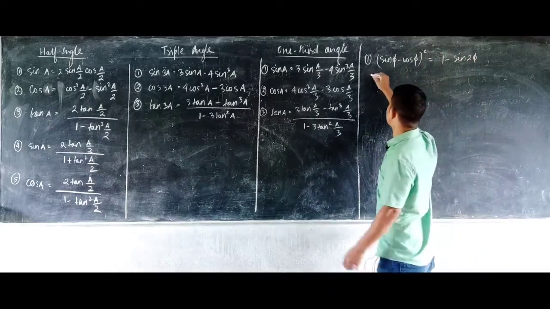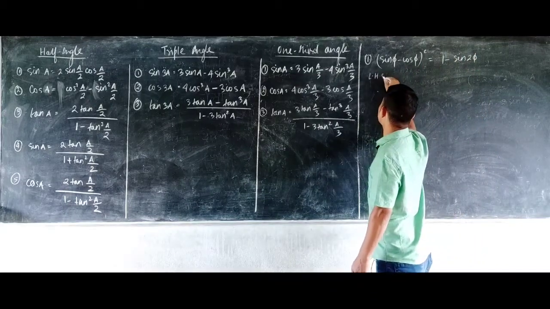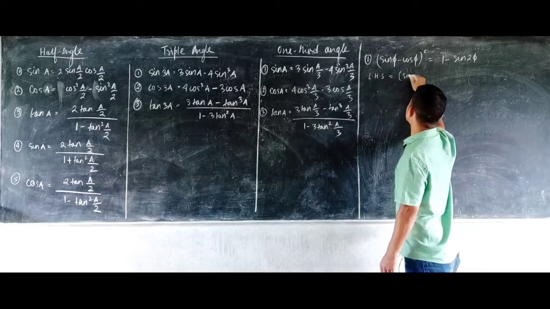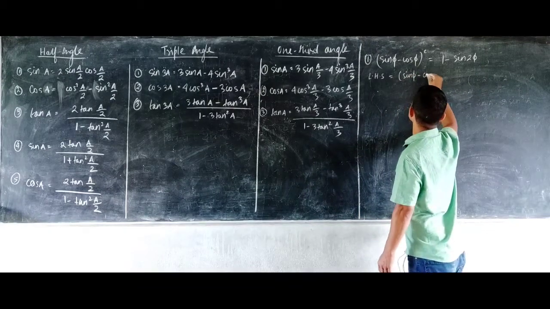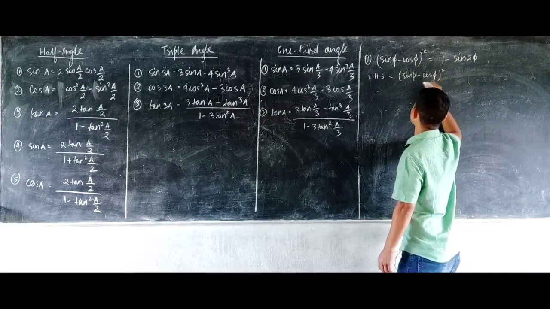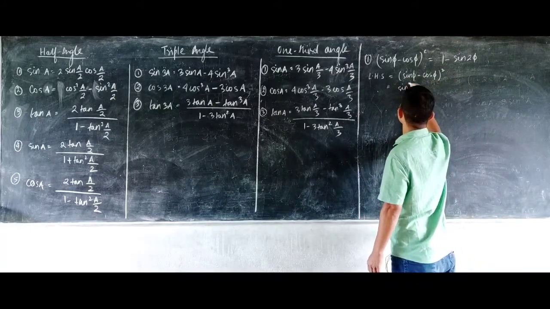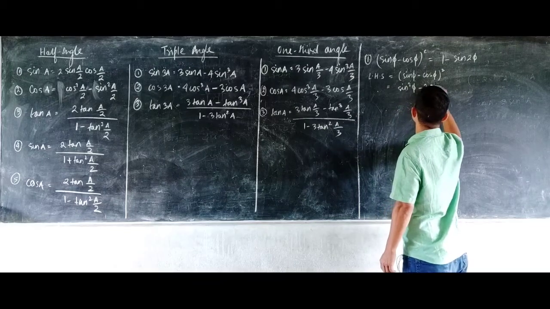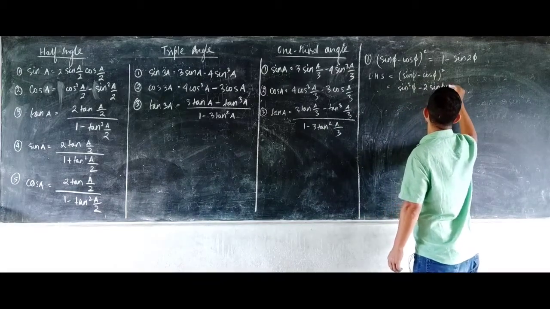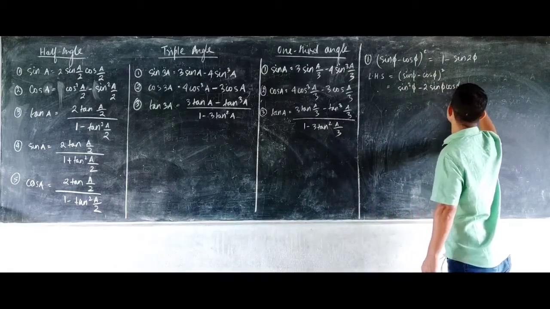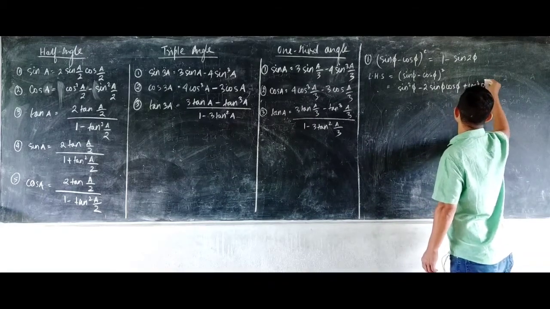Okay, so it's very simple. Just in a few steps you can solve it. On the left hand side we have (sin φ − cos φ)². Applying the formula of (a − b)², I'll get sin² φ − 2 sin φ cos φ + cos² φ.